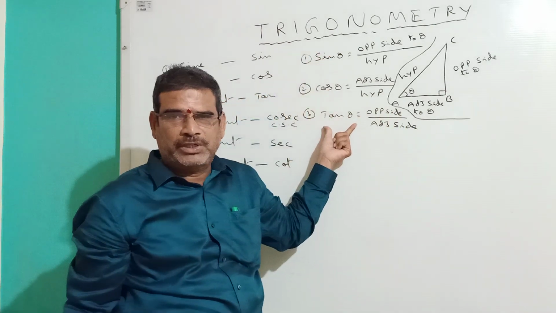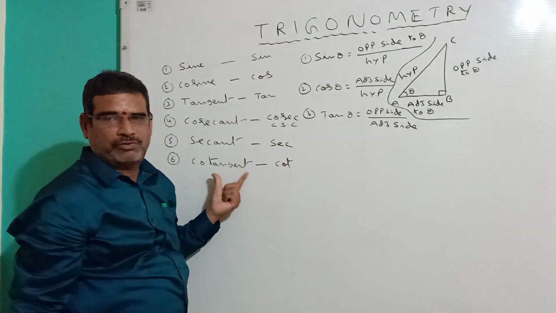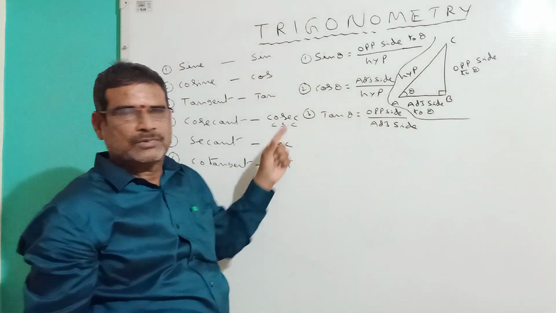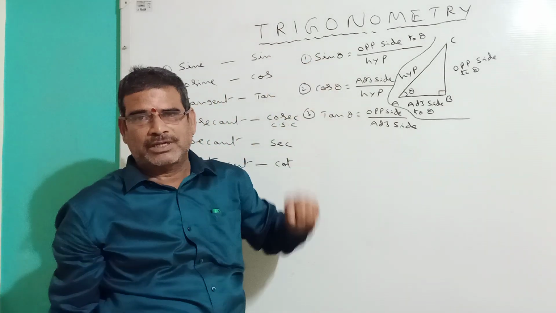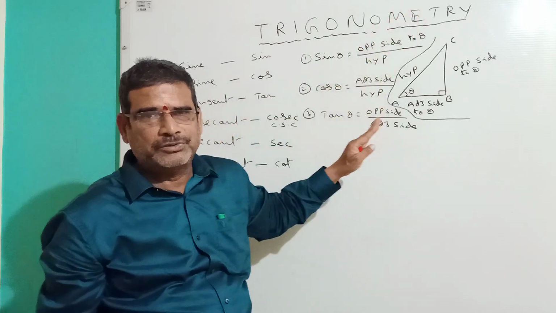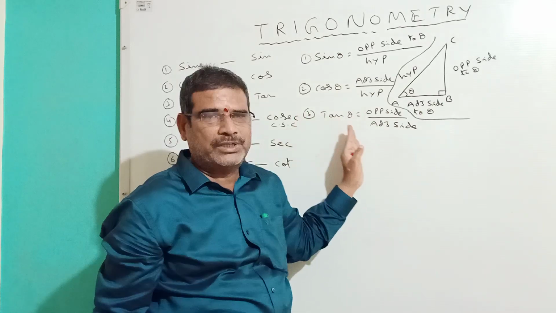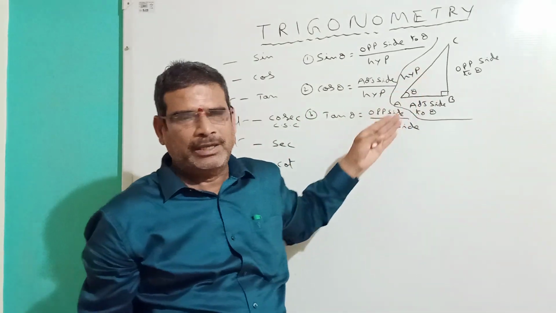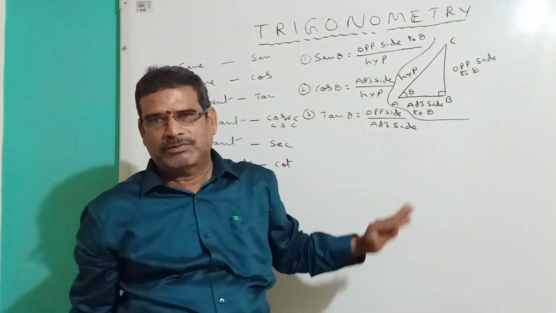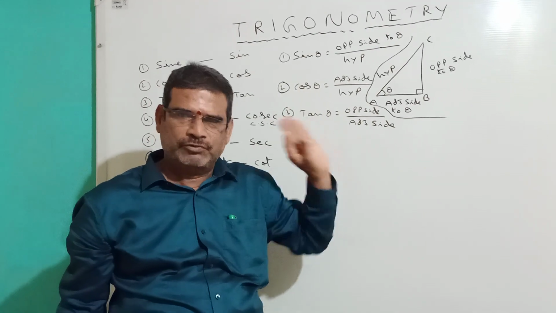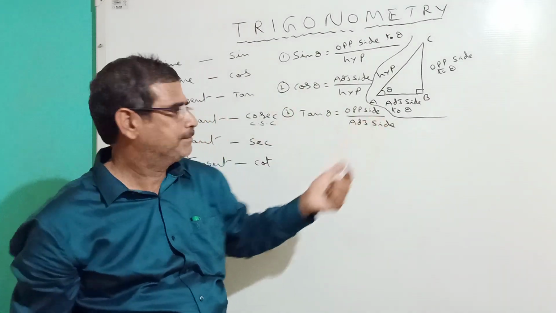If you know these three, automatically these three will come. So once again I am telling, sin theta is opposite side by hypotenuse, cos theta is adjacent side by hypotenuse, tan theta is opposite side by adjacent side. You have to remember these three very seriously, very interestingly.